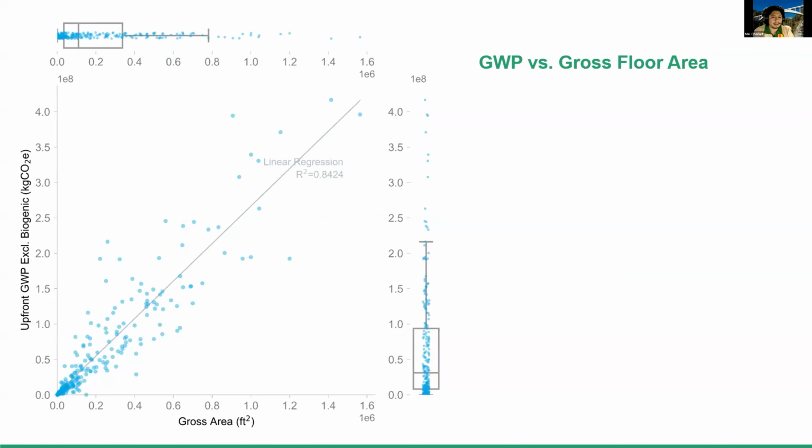This is a regression plot, and what we're going to be talking about is total global warming potential against gross floor area. What we see is the highest correlation here, and this is something that I'll talk about more in the key takeaways, but this is the highest correlation that we found within our data set.